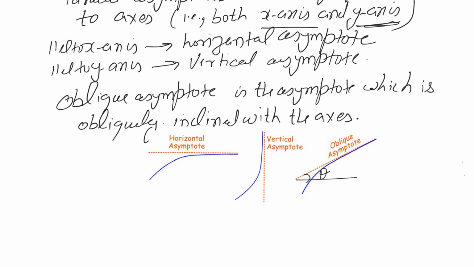So here we see an asymptote touches the given curve only at infinite distance. Similarly, in case of vertical asymptote, the asymptote will touch the curve at infinite distance, and also in case of oblique asymptote, the asymptote will touch the curve at infinite distance.